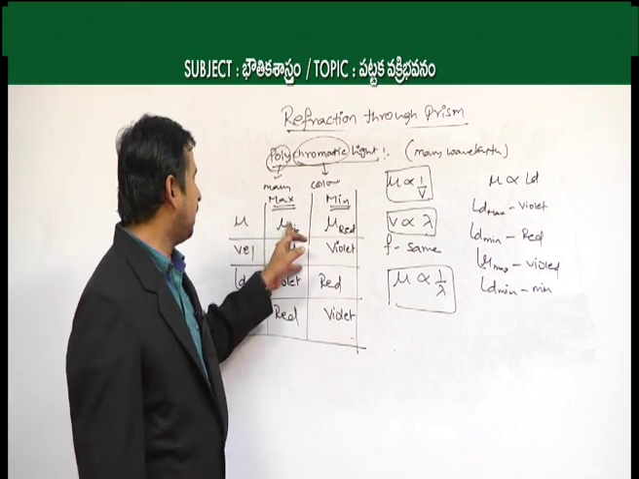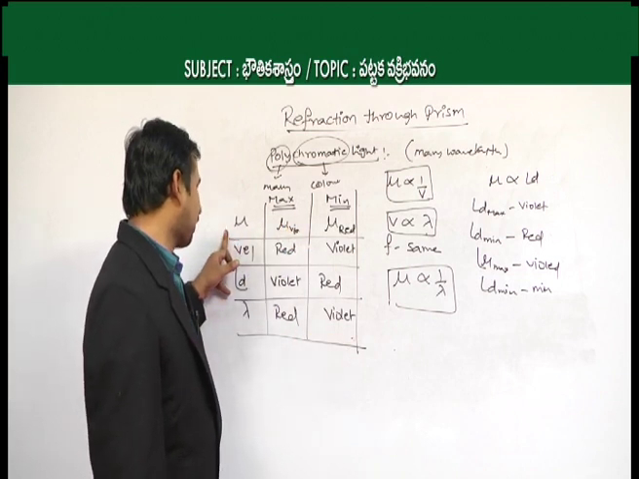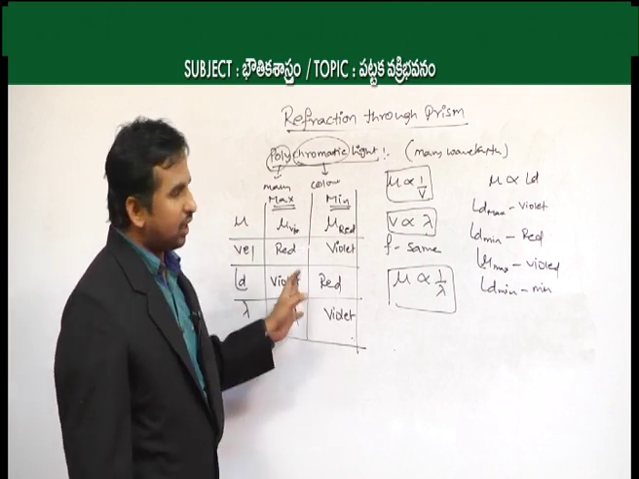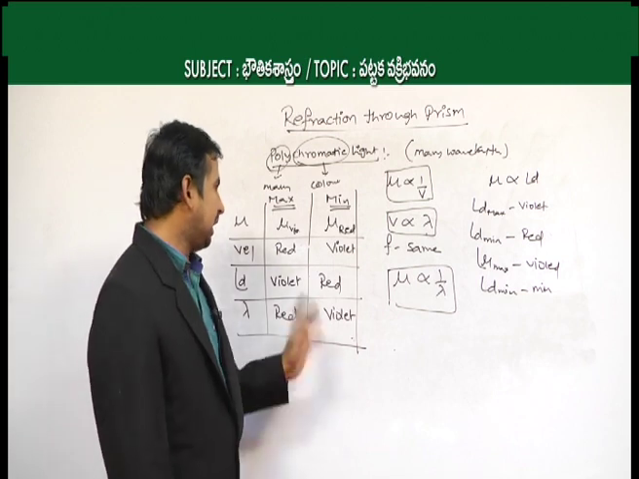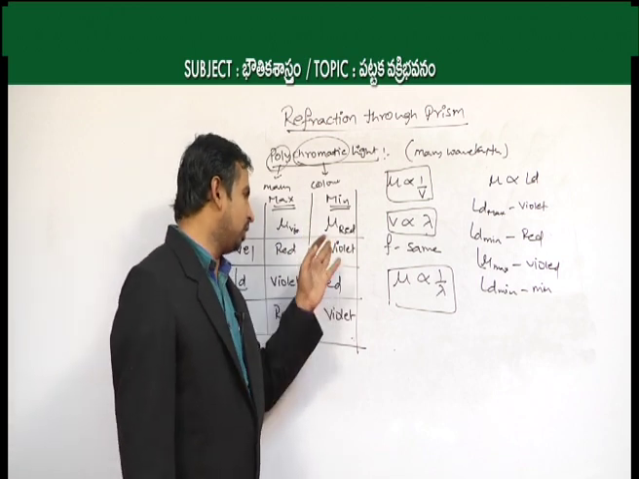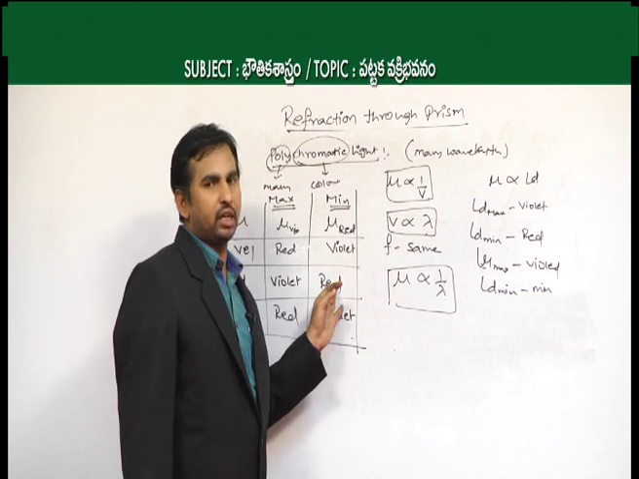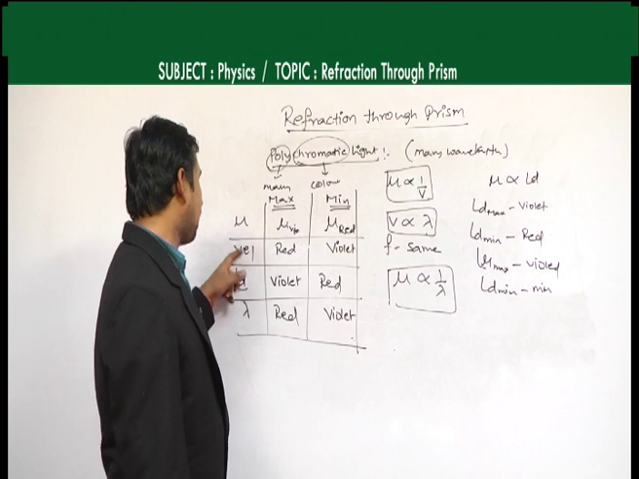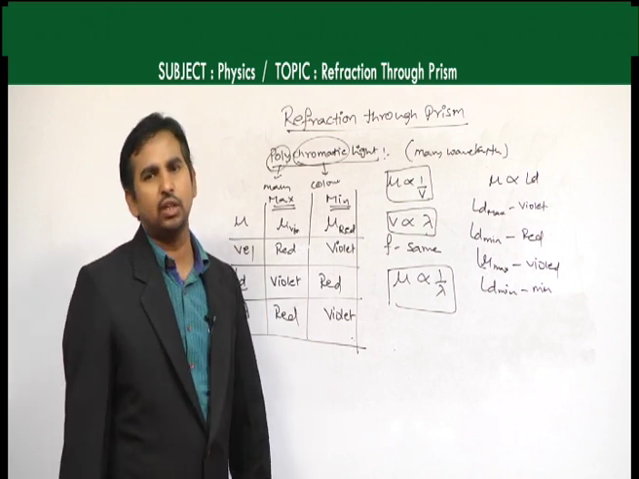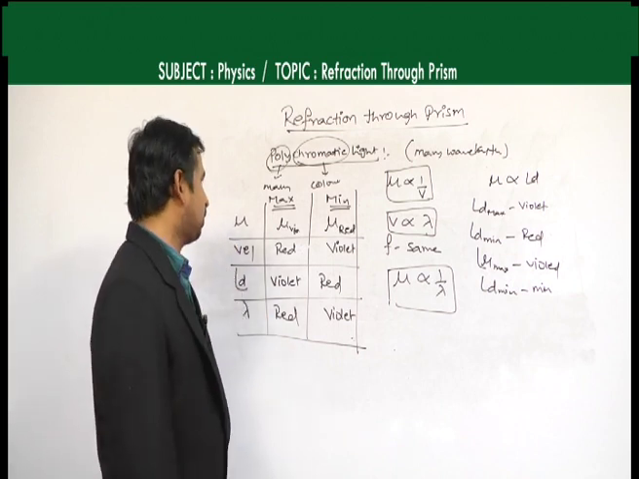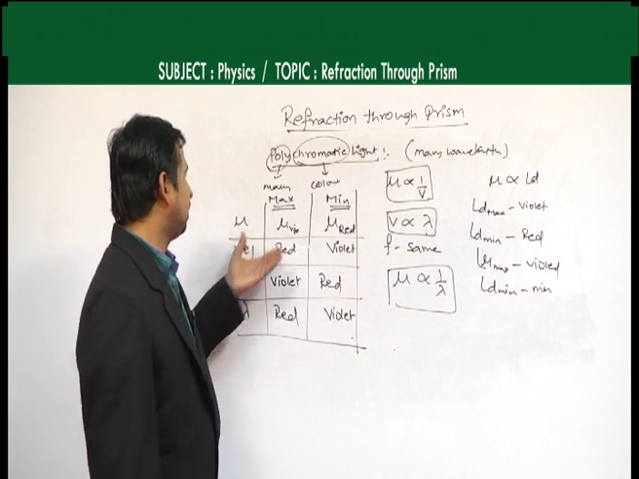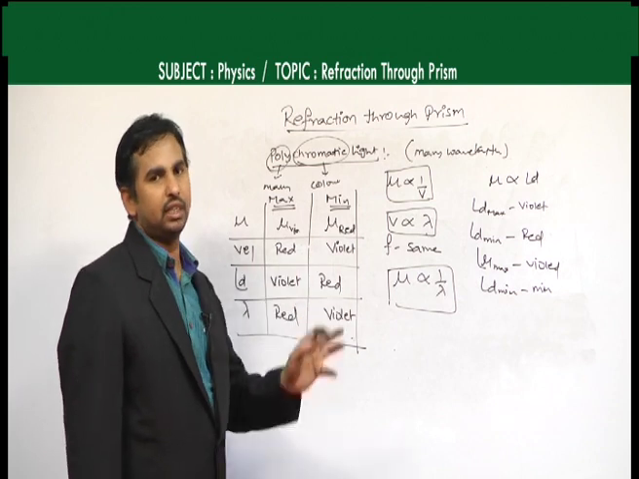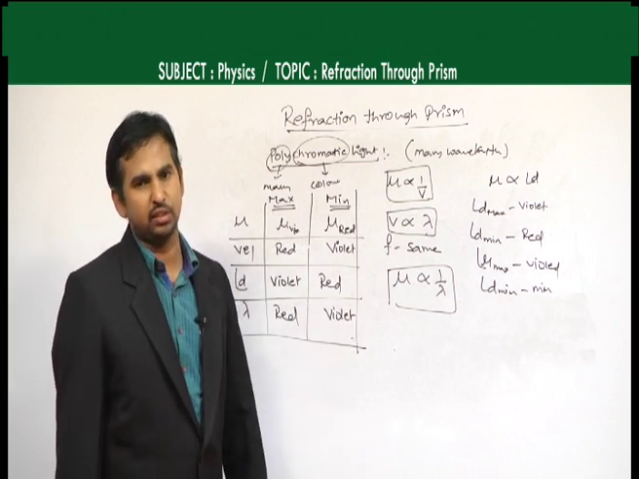Violet has the maximum refractive index and the maximum deviation angle. Whereas red has the minimum refractive index value, and the deviation angle is also minimum for red color. Then for velocity and wavelength, as both are directly proportional to each other, red color has the maximum value and violet has the minimum value.